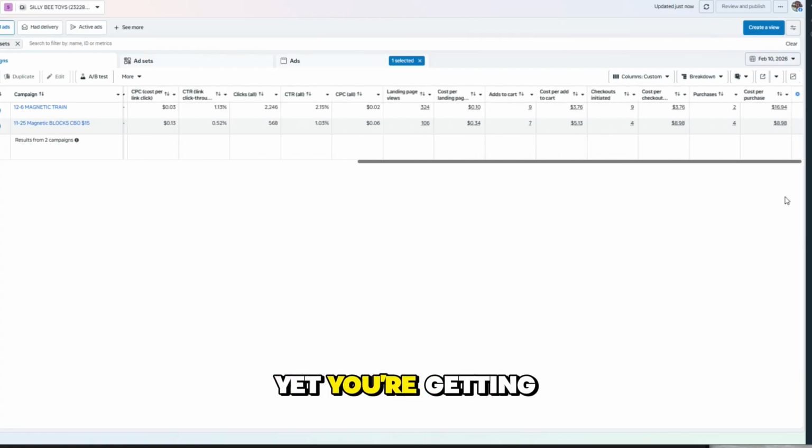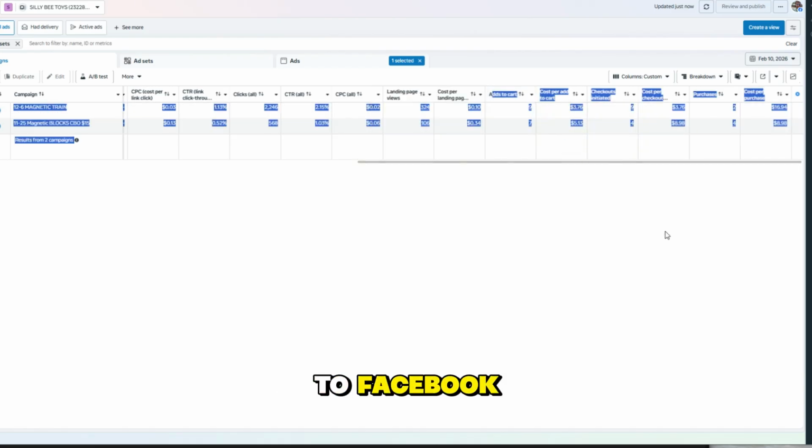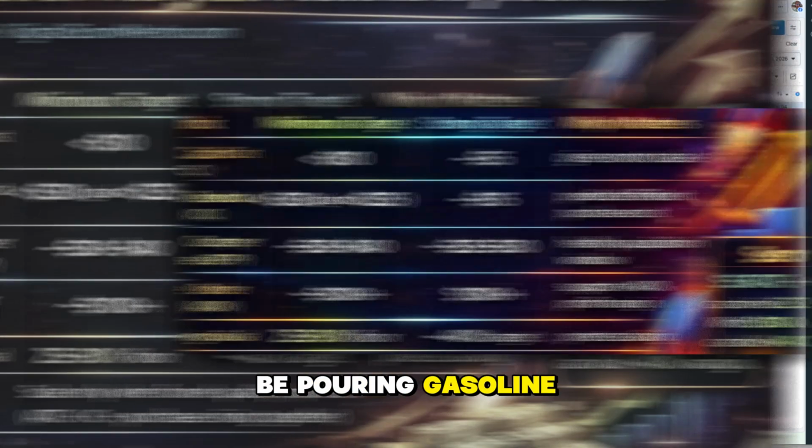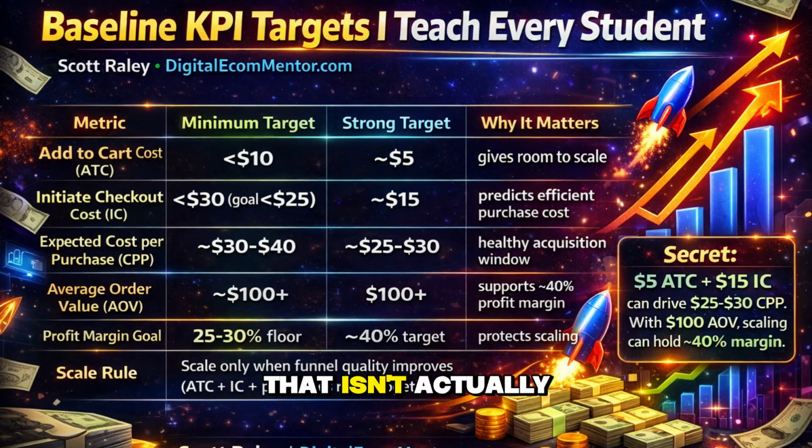It's so important that you're getting the right signals to Facebook, so you are pouring gasoline on a fire. You don't want to be pouring gasoline on something that isn't actually already working. Okay, I hope that makes sense, everyone.